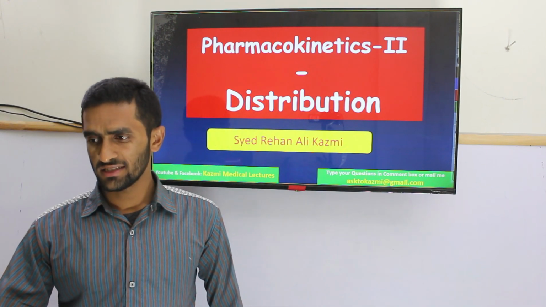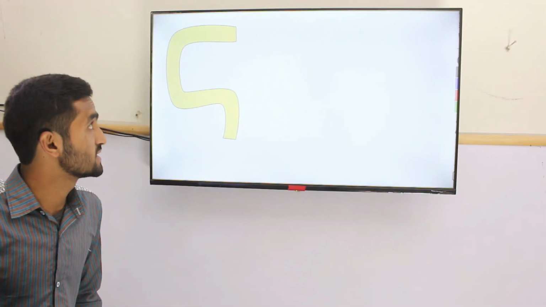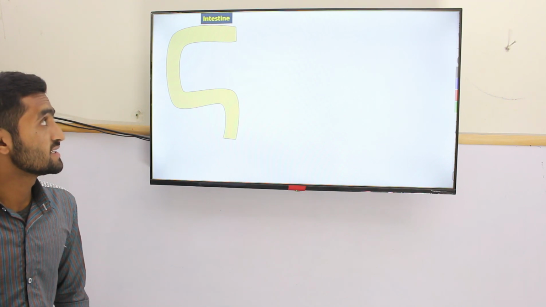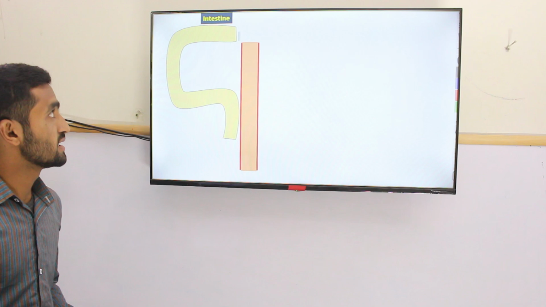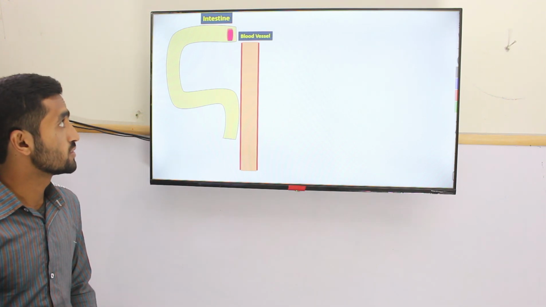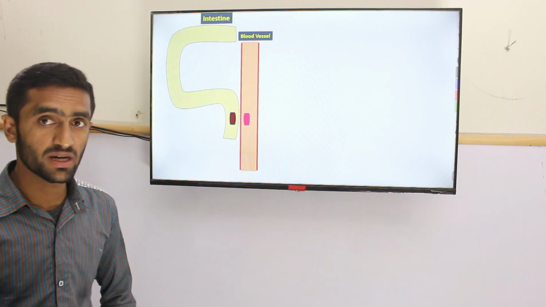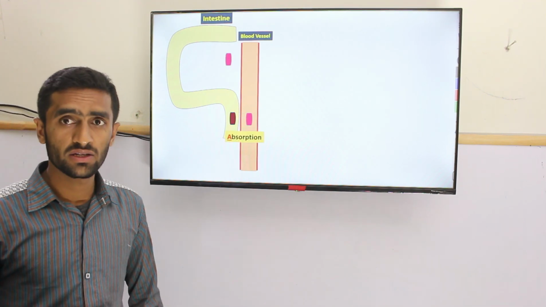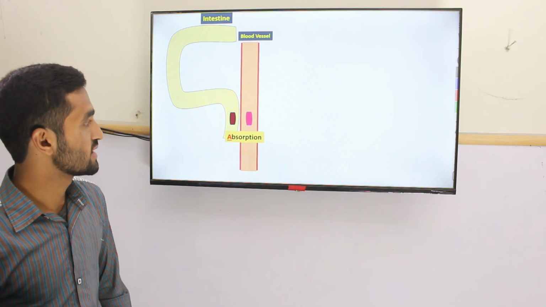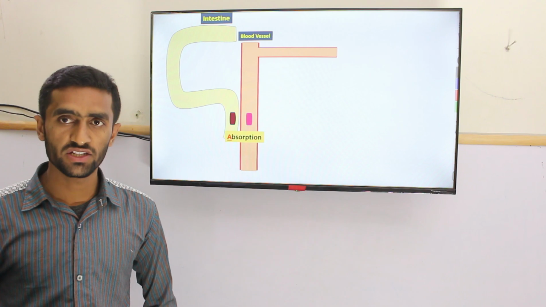So just look at the whole idea of pharmacokinetics. In the last lecture I showed this animation. The intestine is here. Your drug moves through the GIT tract, then it is absorbed into the blood vessel. This is our first step. If it's intravenous, there is no need for absorption. So the next step after absorption is distribution.